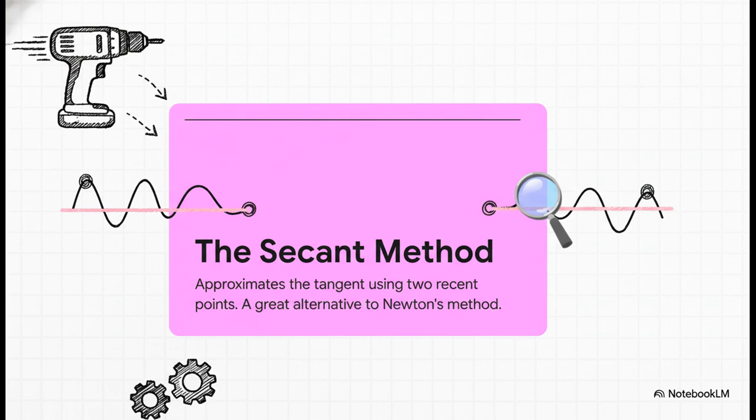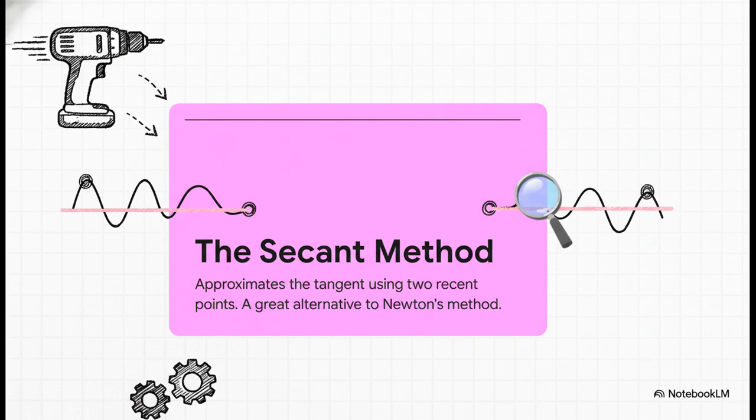But what if calculating that perfect slope is really hard, or even impossible? That's where another tool comes in, called the secant method. It's a really clever workaround. Instead of calculating the perfect slope, it just draws a line between the last 2 points it found and uses that as an approximation. It gives you most of the speed of Newton's method without all the heavy math.